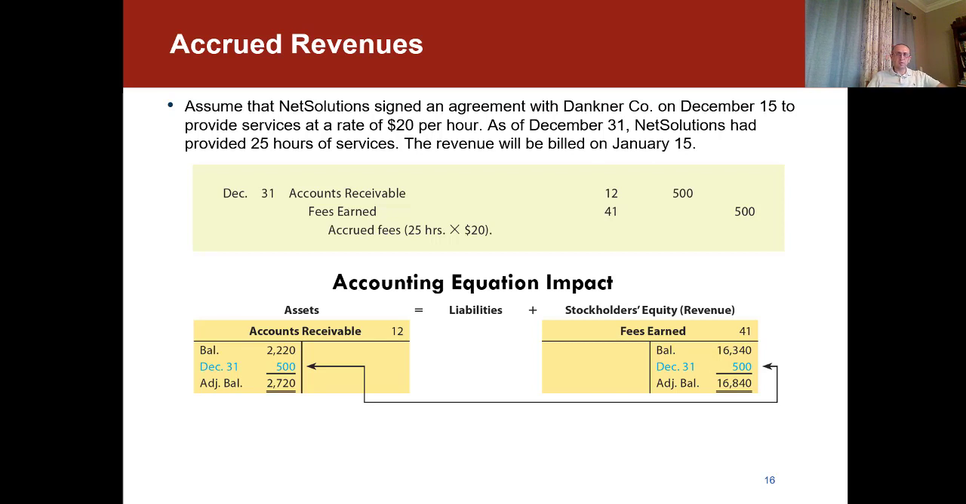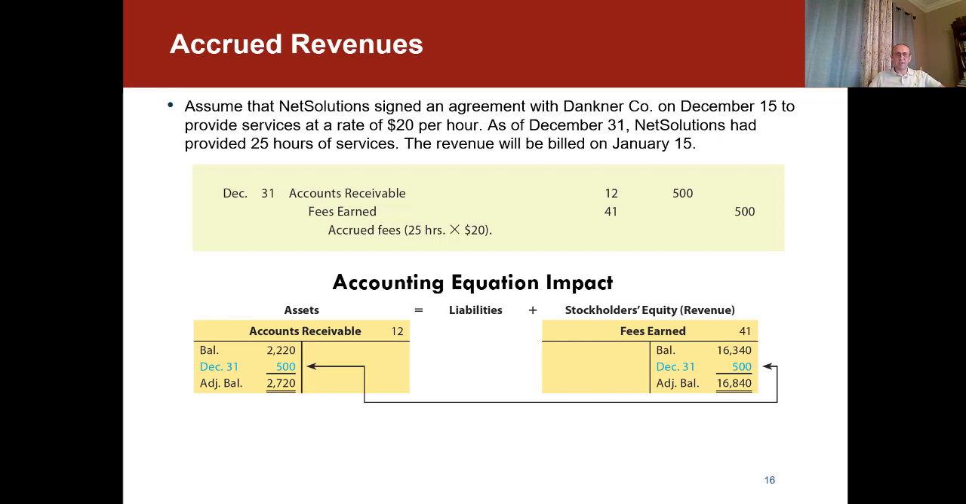It says, assume that Net Solutions, which is the company that we've been using since chapter 1, signed an agreement with Dunkner Company on December 15th to provide services at the rate of $20 per hour. As of December 31st, Net Solutions had provided 25 hours of services. The revenue would be billed on January 15th. So as you can see here, they provided the service, they didn't even send the invoice yet. They didn't bill the customer or the client.